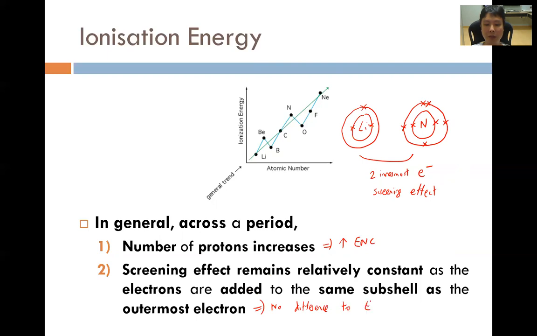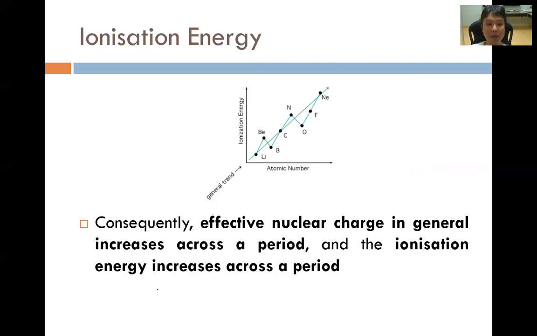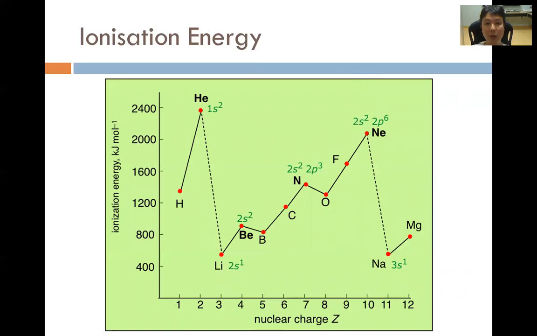So this one has no difference to effective nuclear charge. And the overall conclusion between these 2 factors is that there is an overall increase in the effective nuclear charge. So across the period, effective nuclear charge generally increases, and hence the ionization energy increases because the electrons are more tightly attracted to the nucleus. So again, the general trend is ionization energy increases across a period. As mentioned previously, there are 2 anomalies.